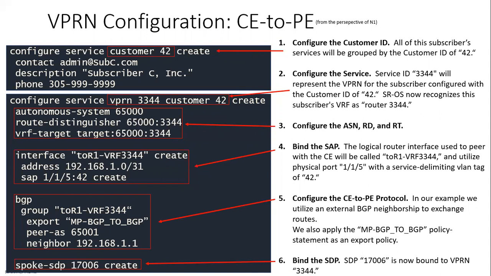And finally, we go ahead and bind our service distribution point to the service with the command spoke SDP 17006 create. So we're going to bind our service distribution point to router N6 as well as router N7 to this particular service.